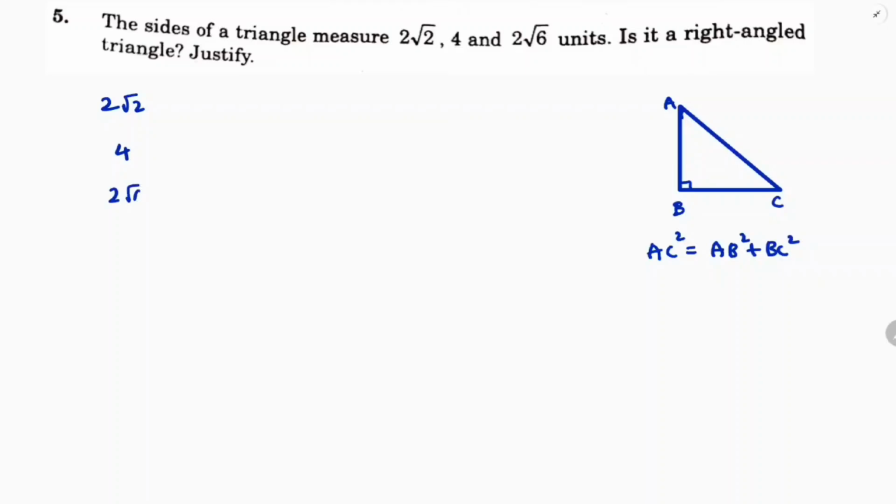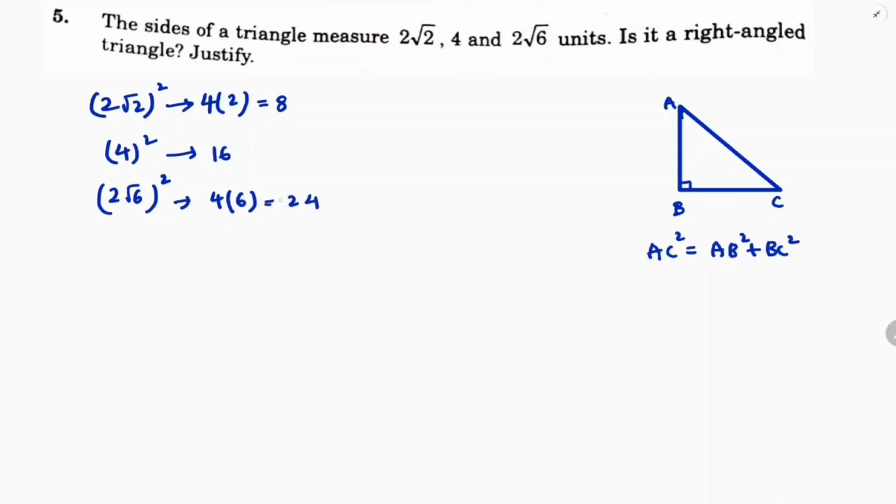and I'll square all of them. I'll square all the sides. 4 square is 16. 2 root 2 whole square: 2 square is 4, root 2 whole square is 2, so 4 into 2, which is 8. Then 2 root 6 whole square: 2 square is 4, root 6 whole square is 6, 4 into 6, 24. So here the longest side is 2 root 6. So I'll replace the hypotenuse with 24. The other two sides you can write like 8 and 16. These are the sides after squaring.